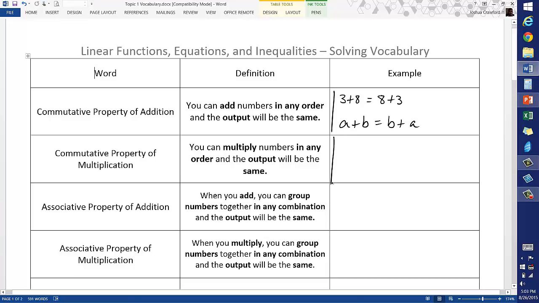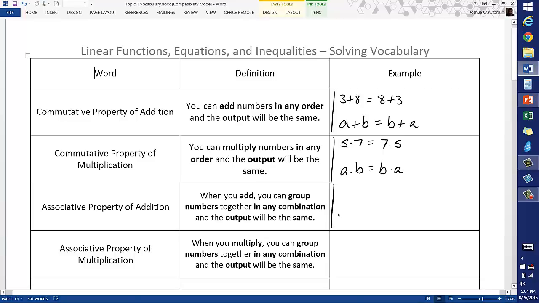Now the commutative property of multiplication. You can multiply numbers in any order and the output will be the same. So pretty much the same thing as the previous property, but with multiplication. So let's say you have 5 times 7. That's going to equal the same thing as 7 times 5. And using letters, A times B is the same thing as B times A. Or I guess instead of letters, I should say variables.